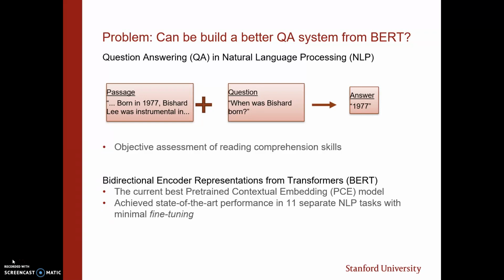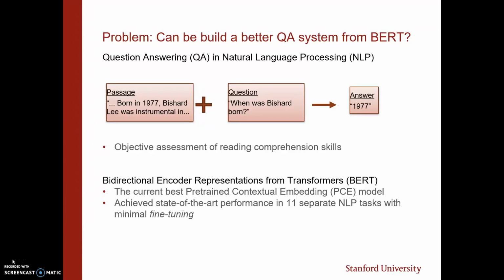So very briefly, question and answering involves a passage with some context, and then a question about the passage, and then an answer. Most importantly, the answer is taken from the passage word for word. This is an objective assessment of reading comprehension skills for AI and machine learning models.